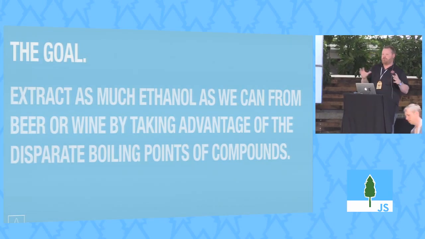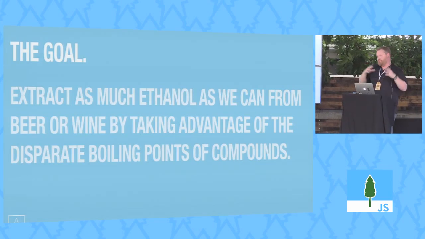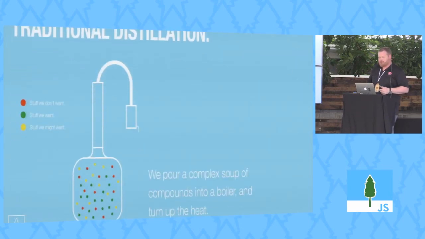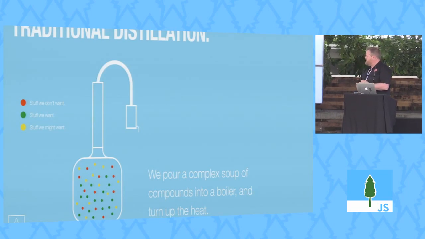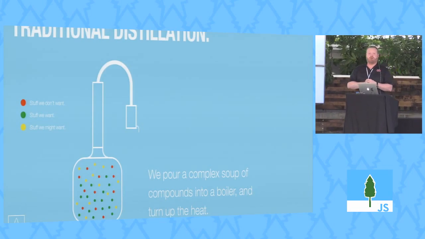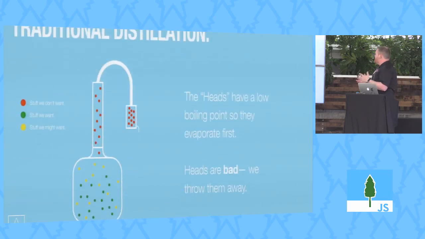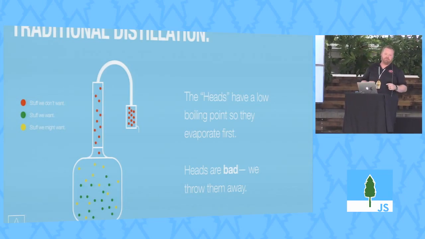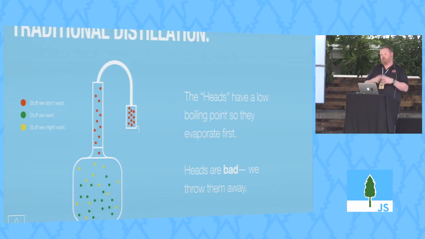And to do that, we take advantage of this wonderful thing in physics that different components and molecules and chemicals have different boiling points. So essentially in traditional distillation, and this slide's kind of crappy here, but you get the basic idea, we pour a whole bunch of beer or wine into what amounts to basically a water heater, and we turn up the heat. And because these things have different boiling points, at the beginning of what's called our run, we have things that have low boiling points that are called the heads.